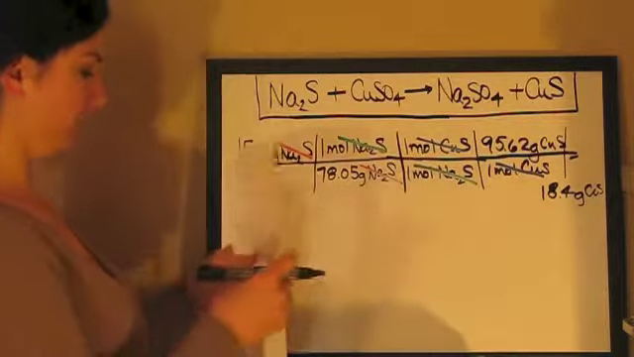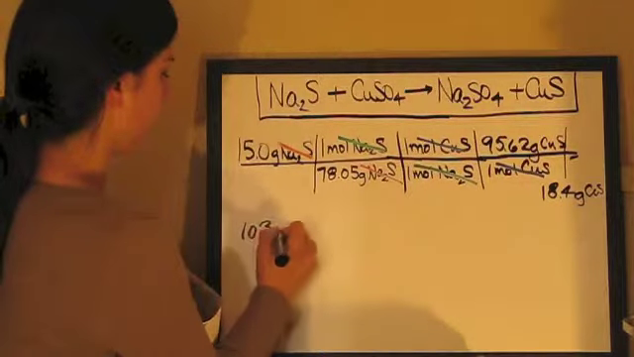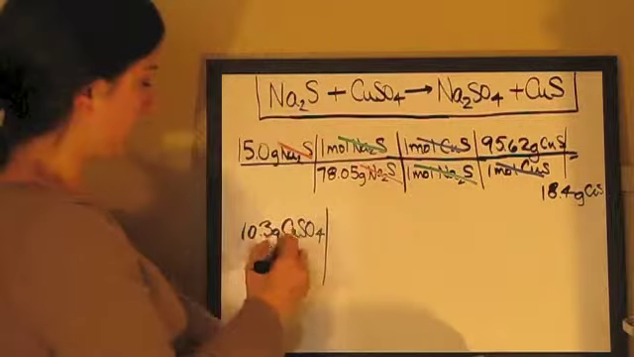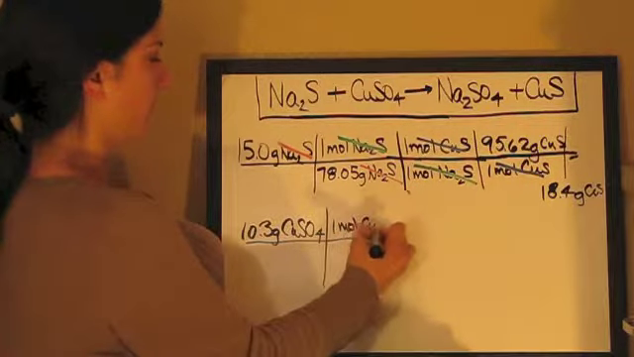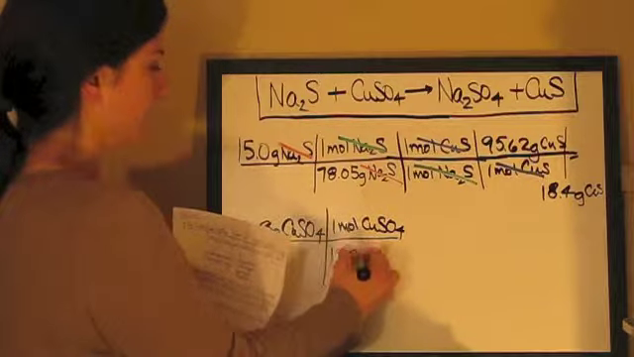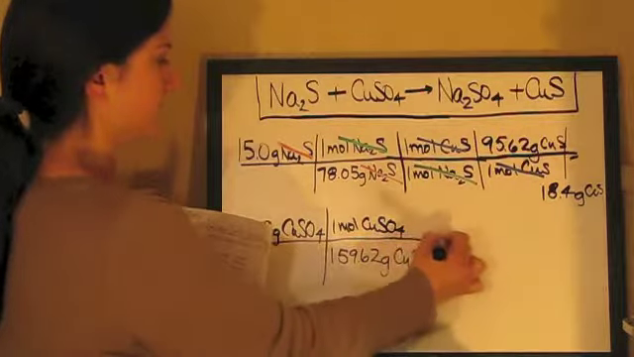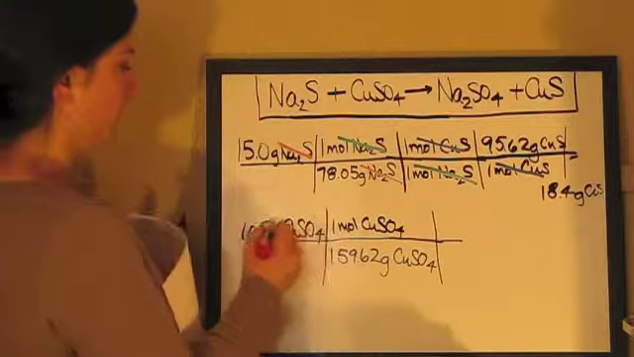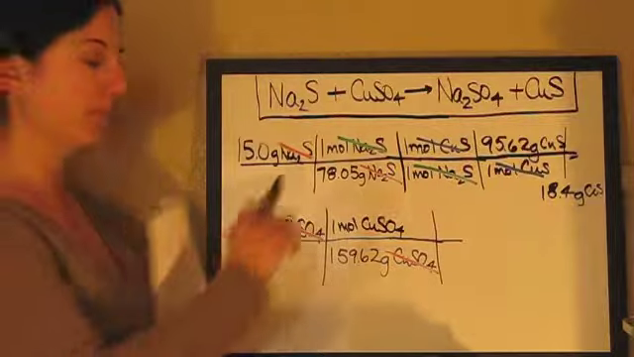So, because remember we have to figure out the limiting reagent here. We start with 10.3 grams of copper sulfate. We're going to go through the exact same process here. We're going to convert. So in every 1 mole of copper sulfate, we have 159.62 grams of copper sulfate. Okay? So now the grams are going to cancel.